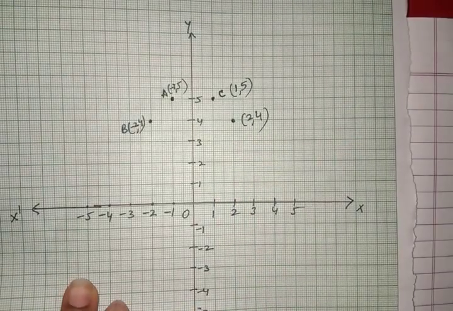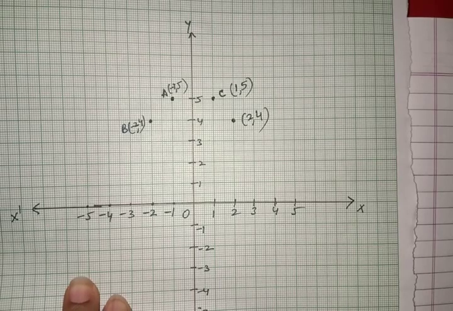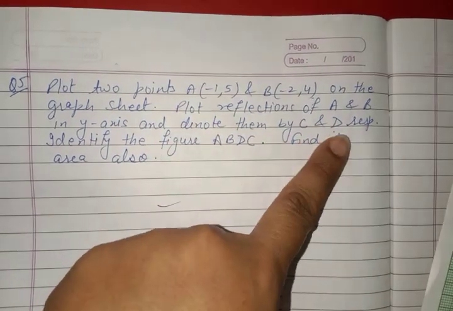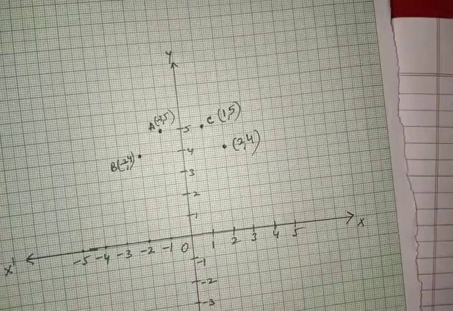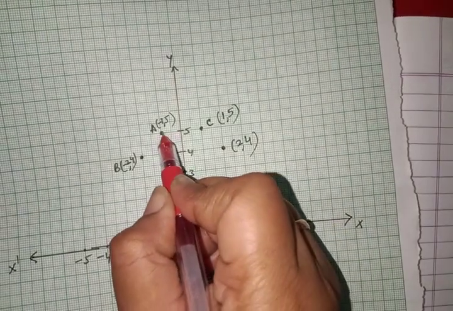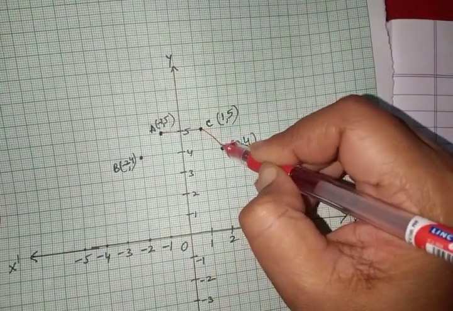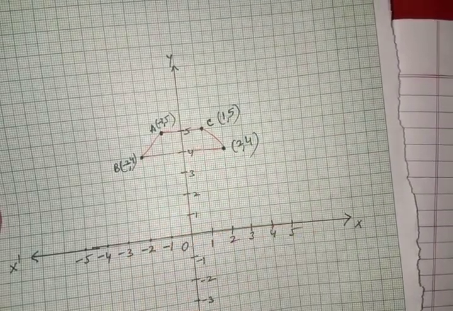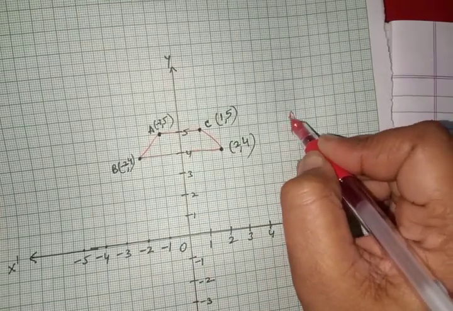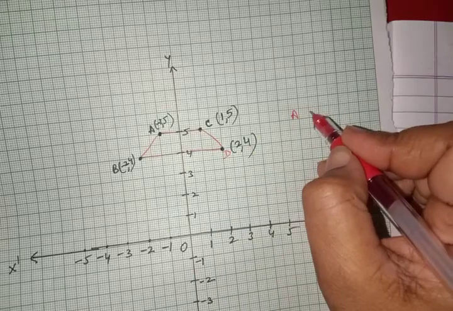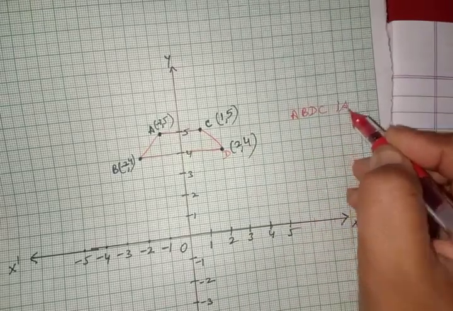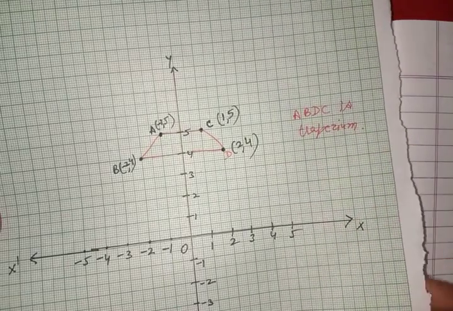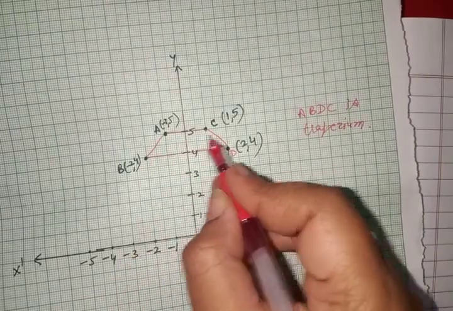And if you join all these points, because it is written to plot reflections and denote them C and D, identify the figure. Identify the figure means we need to join it. So join it. Which figure will you get? All of you know, you have done it in your 8th class also. This figure ABDC is a trapezium, because only one pair of sides is parallel, and this pair is not parallel.